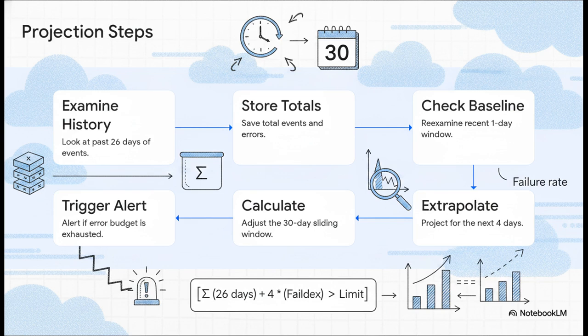It is a brilliant, highly dynamic way to ensure your alerts are actually sensitive to the real historical context of your system's health. It tells you if today's spike is going to be the final straw for a budget that was already depleted weeks ago.